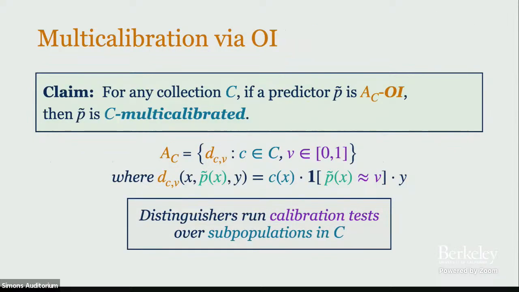The flavor of the result that I'm going to claim is that for any collection C, if we want to achieve C multi-calibration, then instead I can enforce a certain kind of outcome indistinguishability over this class of distinguishers that I call A sub C, defined as follows. I'm going to have one distinguisher for every c in my class and for every v in an appropriate discretization of my prediction intervals. What is this distinguisher going to do? It's going to evaluate c of x, evaluate whether the prediction is in the appropriate range, and then multiply by y. In effect, this distinguisher is running a calibration test over the subpopulations defined by c. That's the claim.